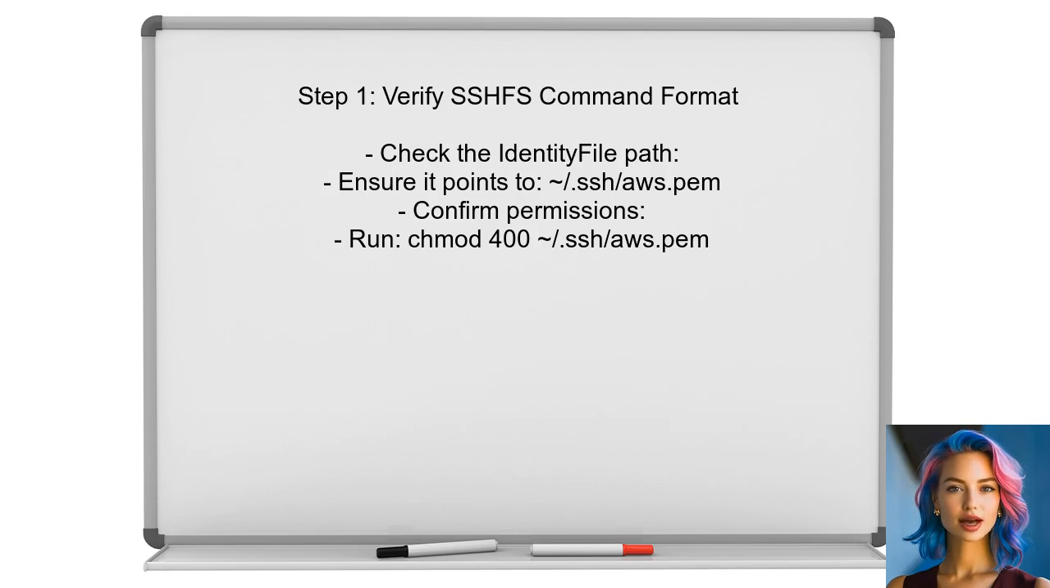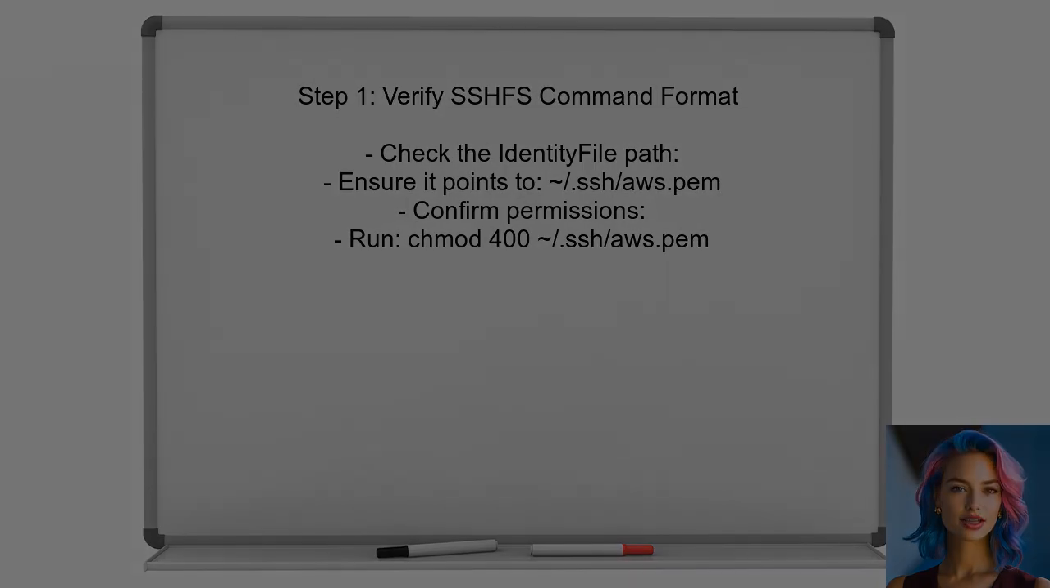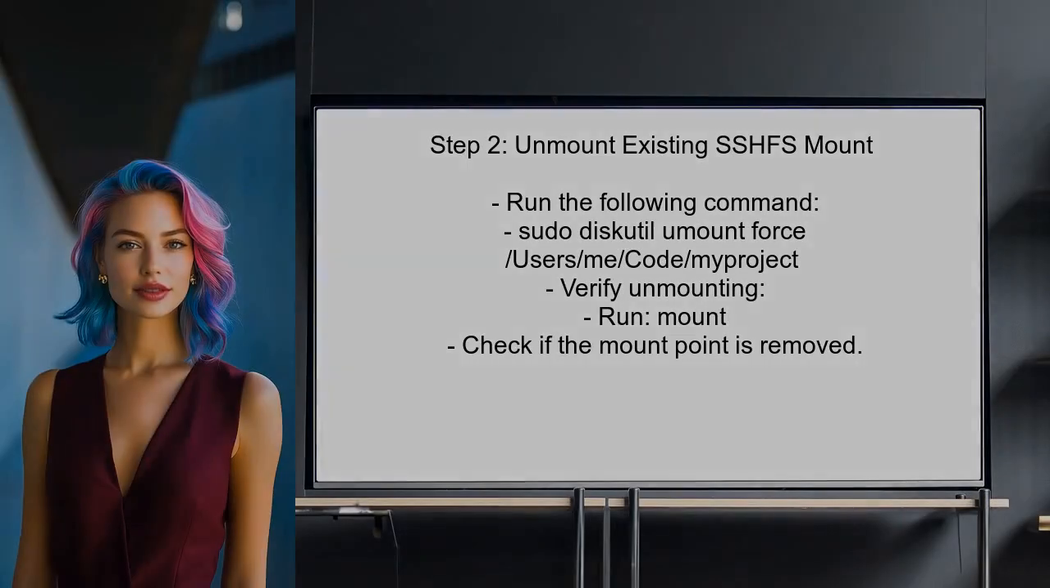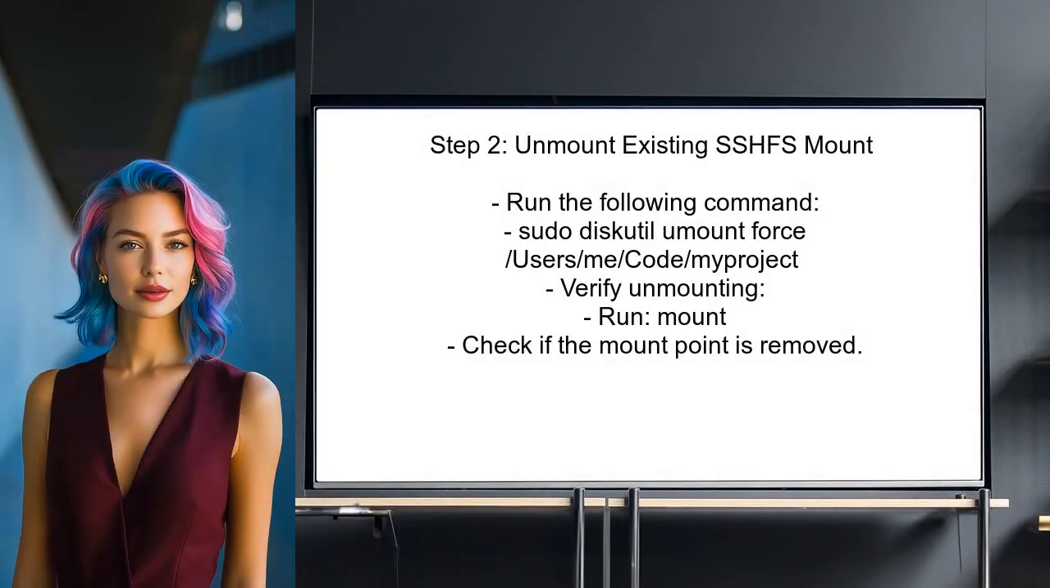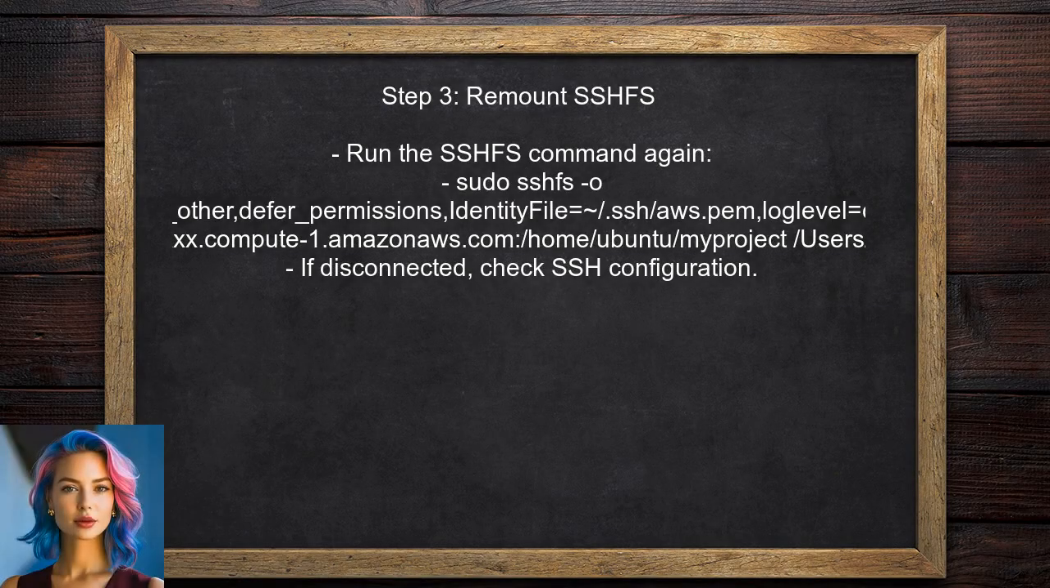The user needs to check that the path to the identity file is accurate and that the permissions are set correctly. Next, the user should try unmounting the existing SSHFS mount before attempting to mount it again. This can be done using the diskutil command.